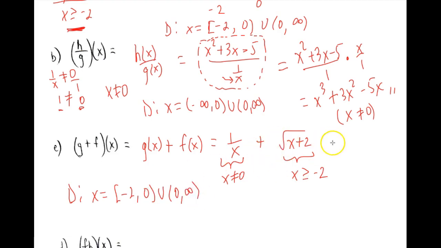If we wanted to simplify this sum, the best we could do is say 1 plus x times the square root of x plus 2, all that over x. But really, you could just leave it in this form here.